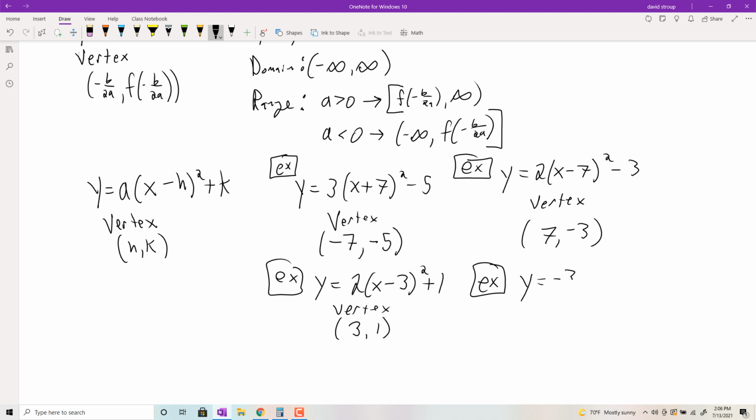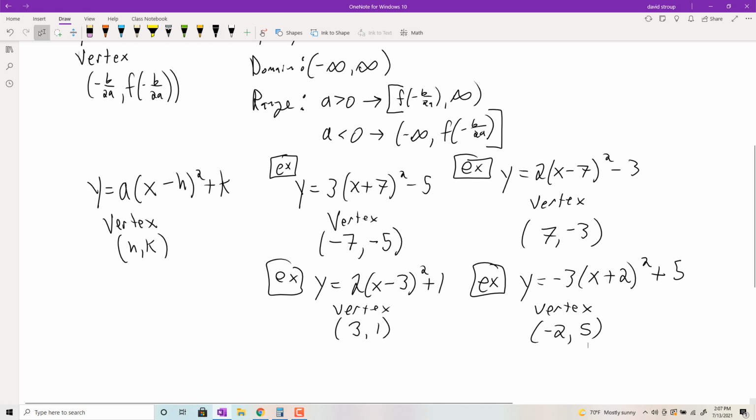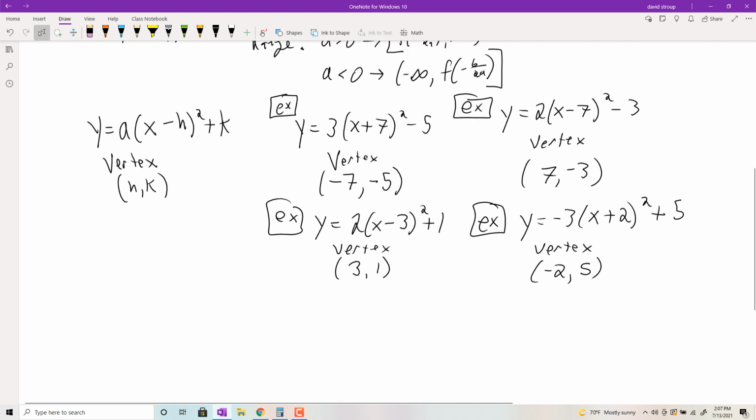Y equals negative 3 times x plus 2 squared plus 5. Okay, so again, take the opposite sign of the first one and then leave the second one as is. So hopefully that clears that issue up. Let's work with graphing this now.